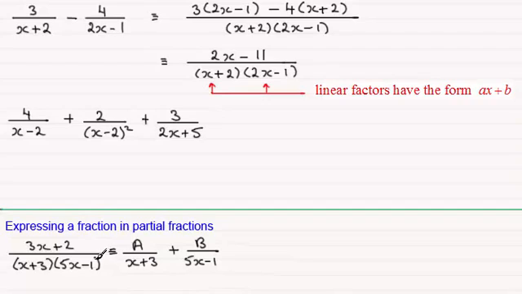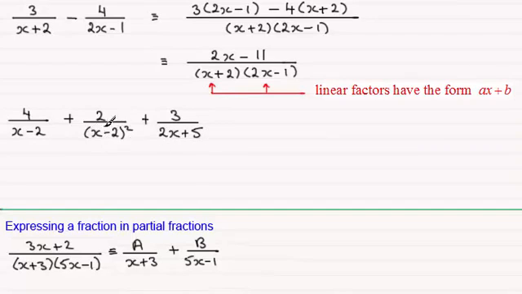Now, not all fractions that we get contain linear factors, and that's why I've got this second example here. You can see how it differs from this first one. We've got three fractions, for instance, and two of them, this first one and this last one here, contain linear factors. The x minus 2 is a linear factor and the 2x plus 5 here is a linear factor.